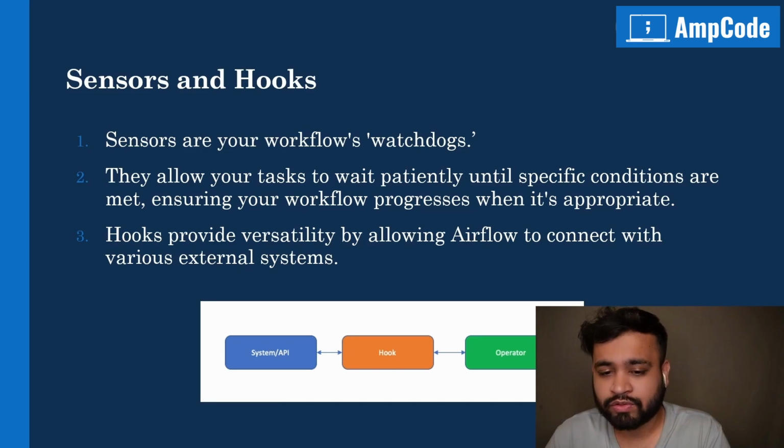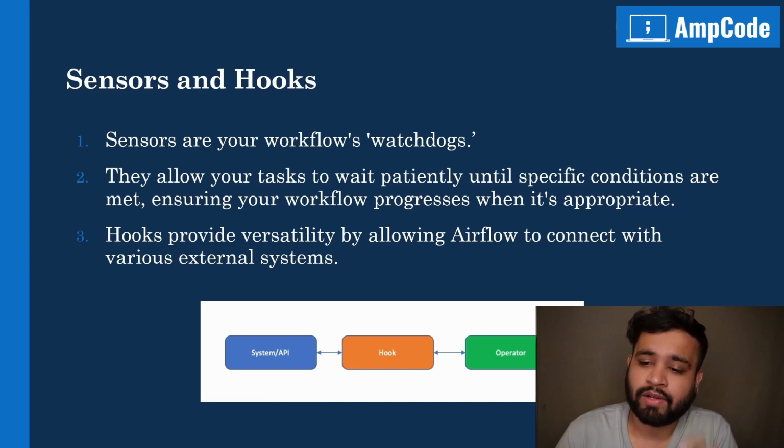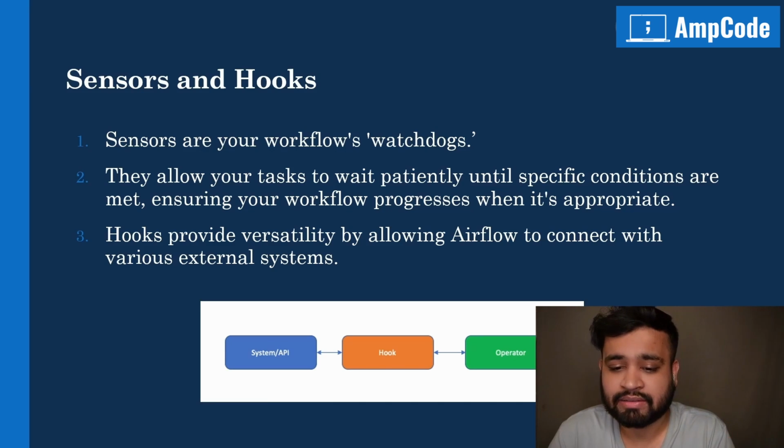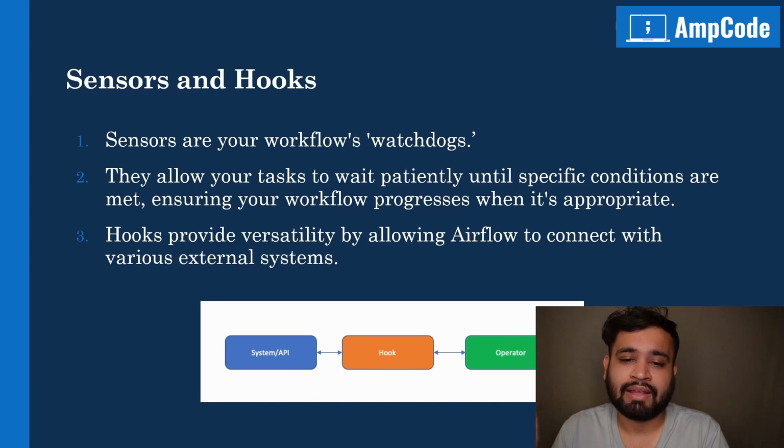Then we have the hooks. Hooks provide versatility by allowing our workflows to connect with various external systems. As you can see in this figure, our hook is connected to our system or any API, and then it is connected to the operator. If you talk about sensors in real-world scenarios, you can employ the HTTP sensor to wait for an external API to return a specific response before continuing to the downstream task.